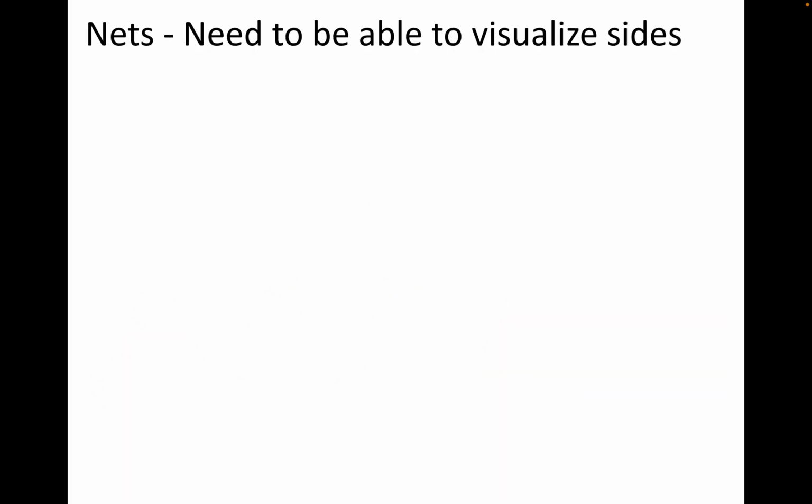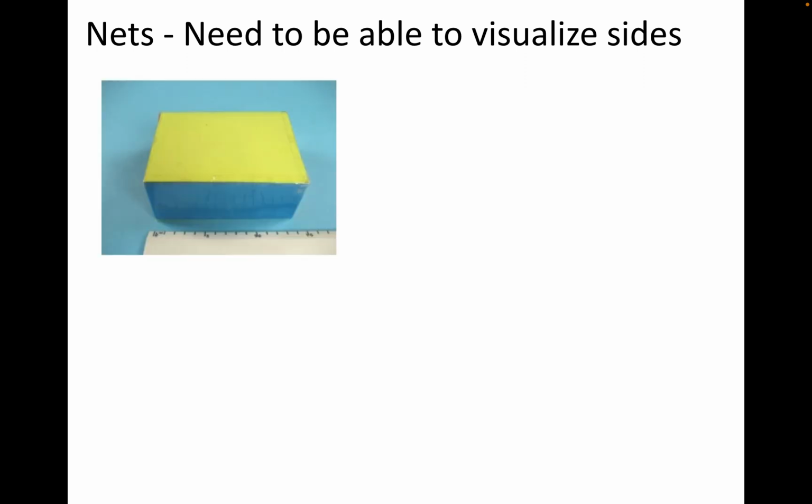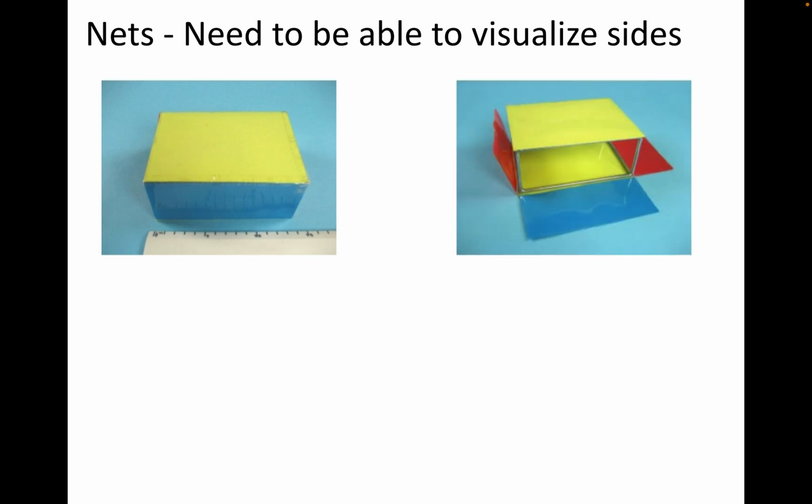All right, to do surface areas, one way that's suggested is to be able to do nets. That is, you need to be able to visualize all of the sides. So imagine if I had this shape here, a rectangular prism. And imagine it were sort of like a wire frame, with pieces of plastic put around it, as it's done right here.